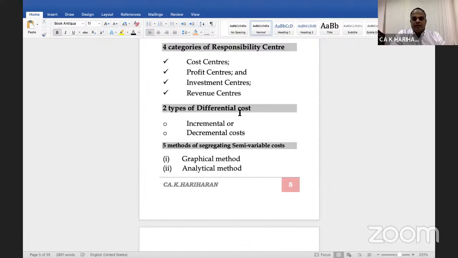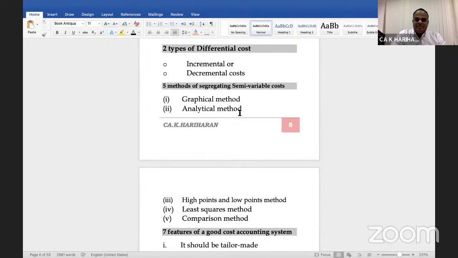What all do we come across? Behavior-wise classification. Based on behavior, cost can be classified into what? Fixed, variable, semi-variable. Okay.